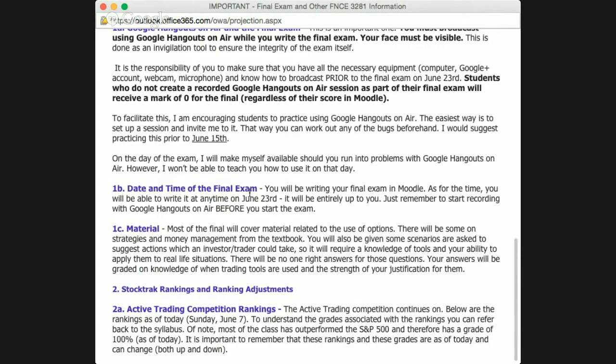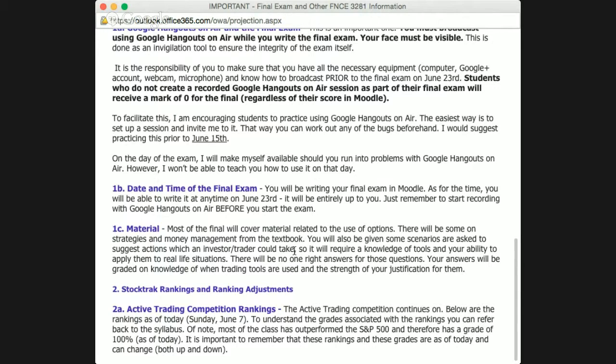and the material. So most of it will be related to options. There will be some on strategies. You might even be given some scenarios. You might even be asked to review some of your trades. I didn't put that in there. So be ready for that.